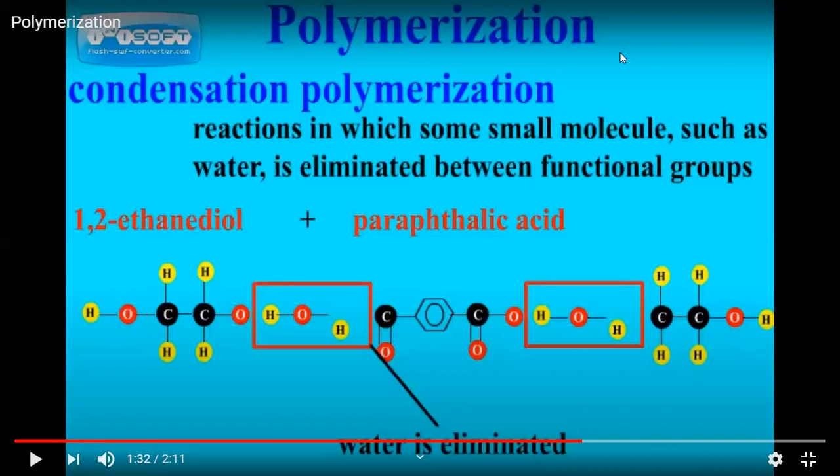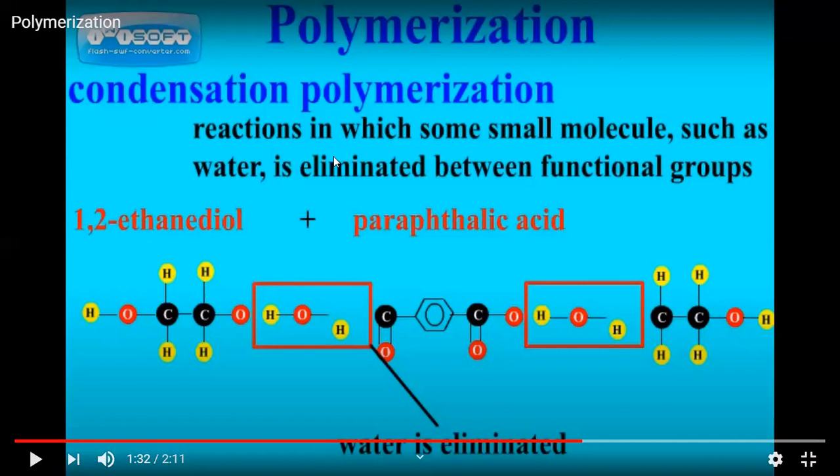Next is condensation polymerization. Polymers are formed by a condensation reaction. What do you mean by a condensation reaction? The reaction with the elimination of small molecules like water, HCl, ammonia, etc. And that type of reaction is known as a condensation reaction.